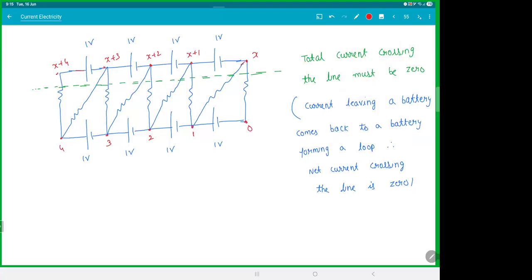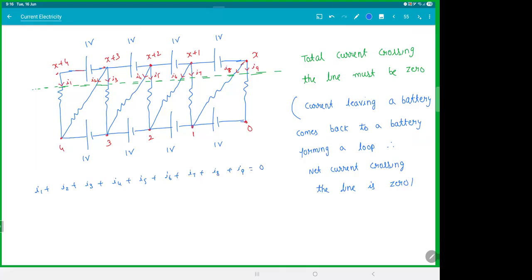Then we will say the current crossing the node, let this be I1, let this be I2, I3, I4, I5, I6, I7, I8, I9. There are total 9 currents which are crossing this line. So instead of writing nodal analysis for each node, I'm writing nodal analysis for the whole thing. So that is I1 plus I2 plus I3 plus I4, I5, I6, I7, I8, I9 is 0.